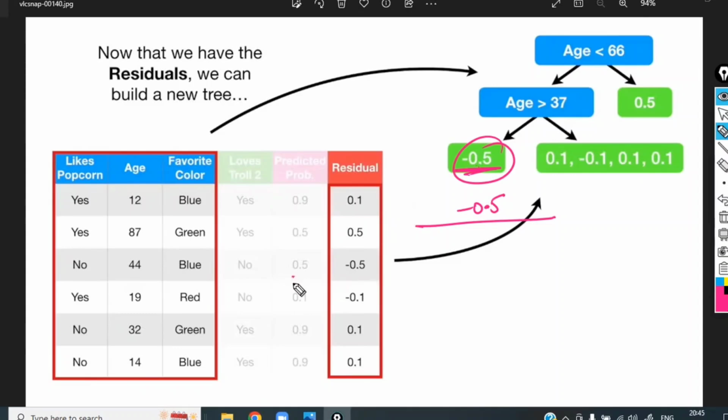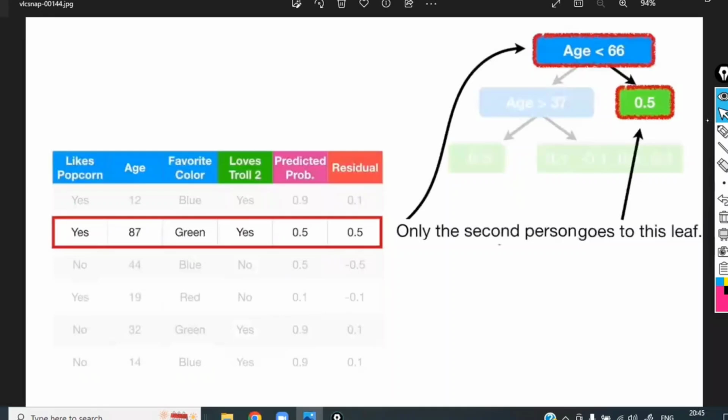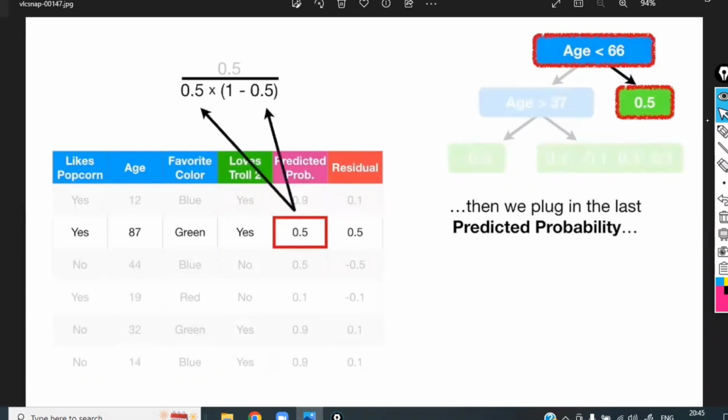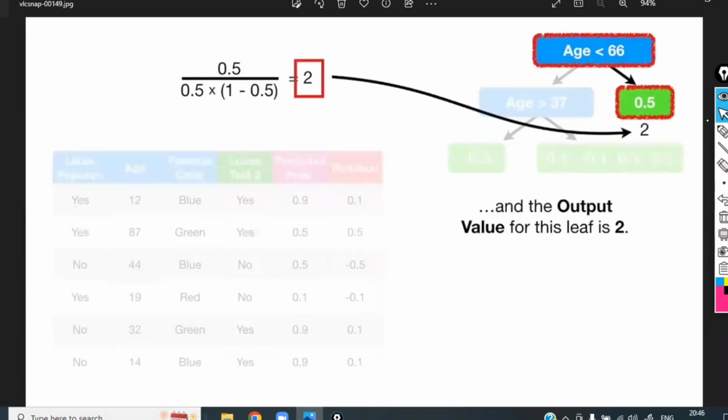What is the earlier probability? We are going to substitute that earlier probability, the previous probability is 0.5 into 1 minus 0.5. For this record, this is the numerator value, and this is the previous probability. Okay. Now we have got the transform value as 2.